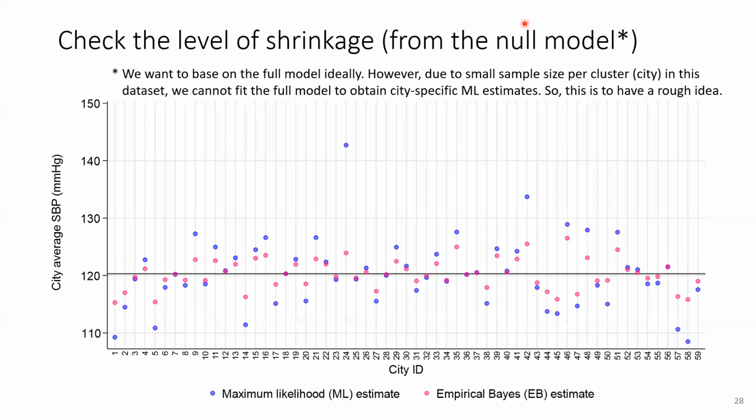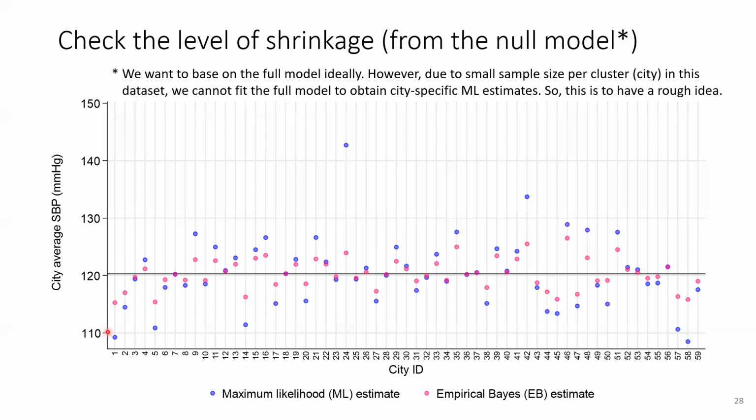So this is a checking of shrinkage using the null model as a proxy. This is the reason why I said that this is to have a rough idea. And by the way, this vertical axis shows city average systolic blood pressure, and from 1 to 59, these are city IDs.